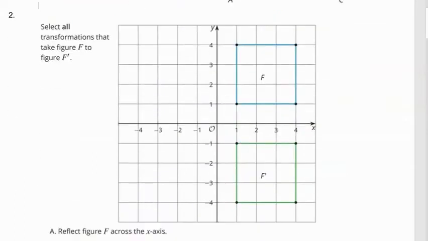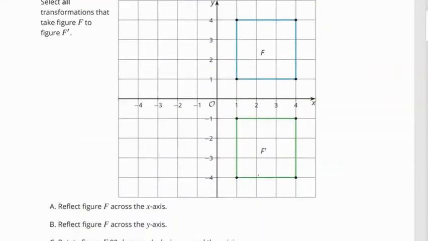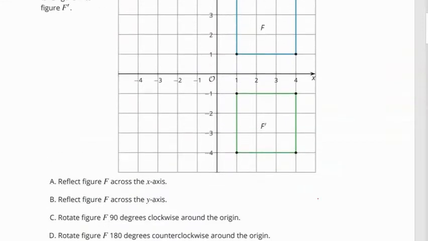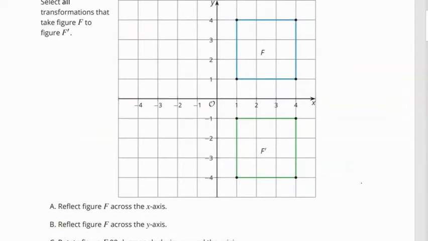Now for number 2, we really have to test each option here, and there's 6 of them, right? A through F. So we actually have to really try to validate which transformations here would take figure F onto the image F prime. So let's go ahead and figure that out.